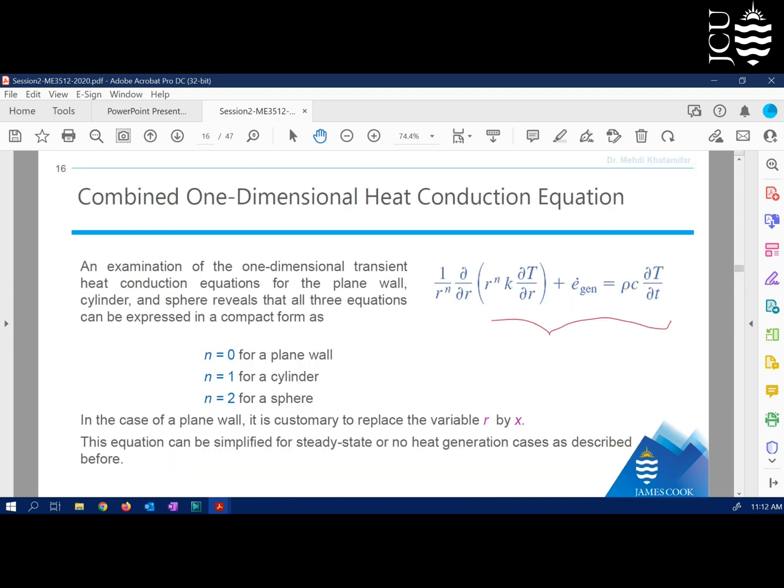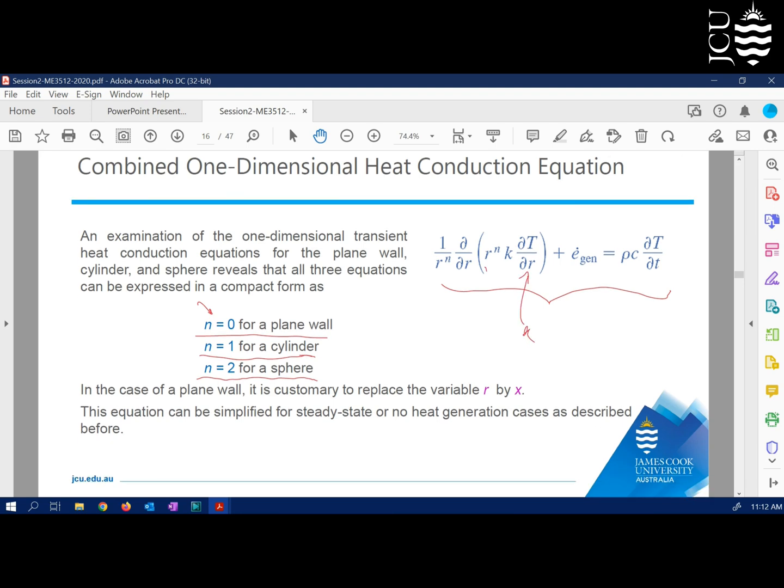And we also introduced this formula, which is the general representation of one-dimensional heat conduction. If n is 0, we can consider this formula as heat conduction in a wall. If it's 1, we can consider a cylindrical coordinate system, and 2 for a spherical coordinate system. When you consider 0, instead of r, you are going to use x. That's it.